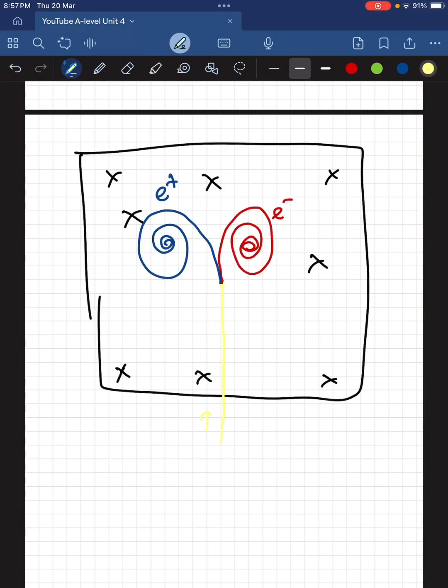Since they have opposite charges, they move in opposite directions. So this is, let's use black because it's not visible, so an invisible photon decays into a positron and an electron. This is called pair production, by the way. I'm going to write it up here. Pair production.